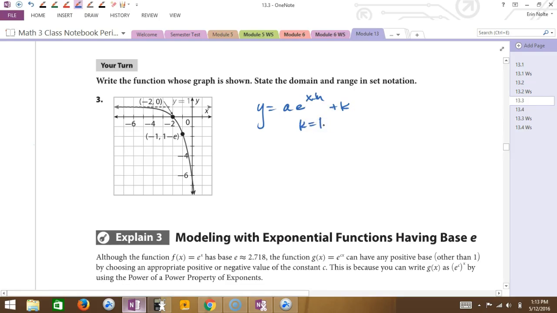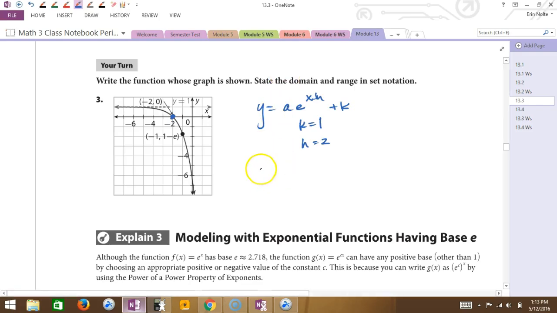Do you see the point that we're going to use as our reference? There's a little arrow right there, that blue point. What's my h? 2. Very good, because it's moved to the left 2. At this point, what's the very last variable we're missing? The a. So what we're going to do is use the other point, plug that into the equation, and solve for the a.